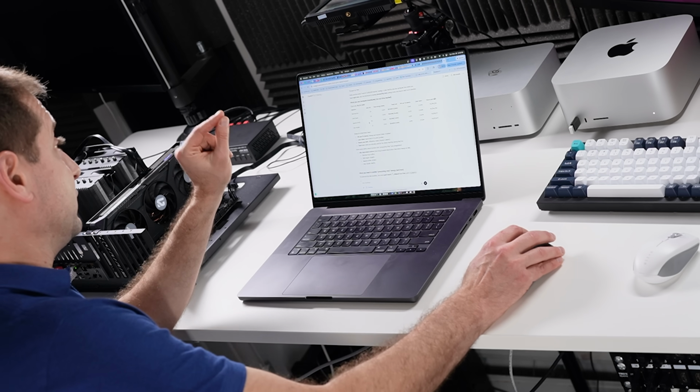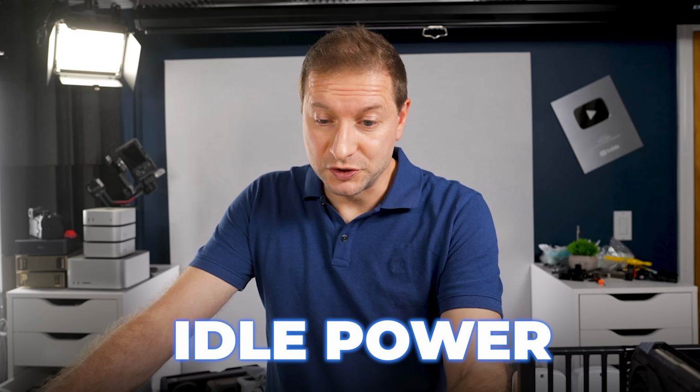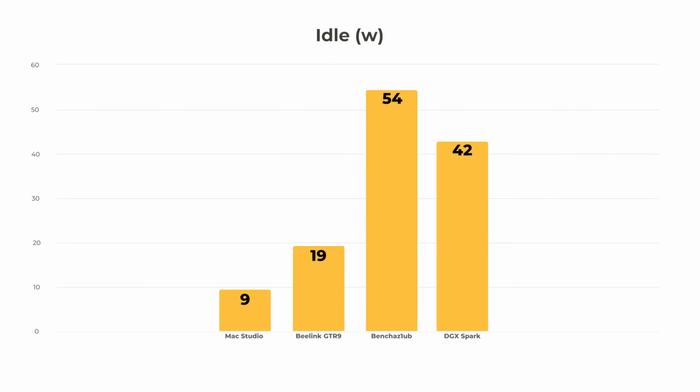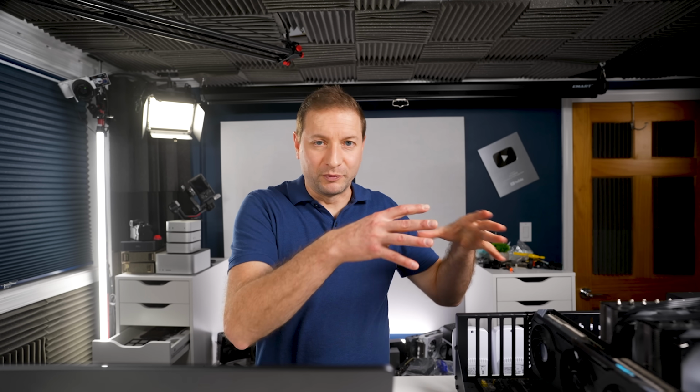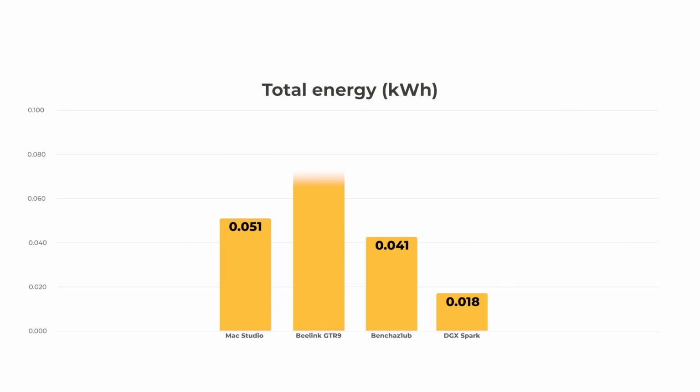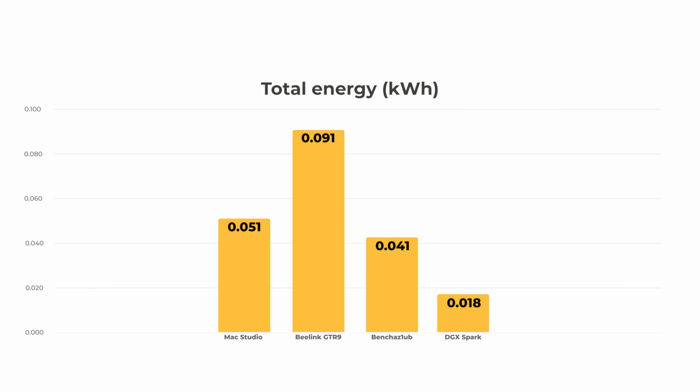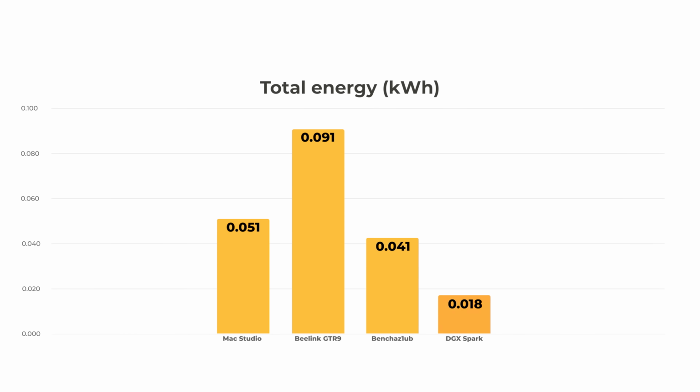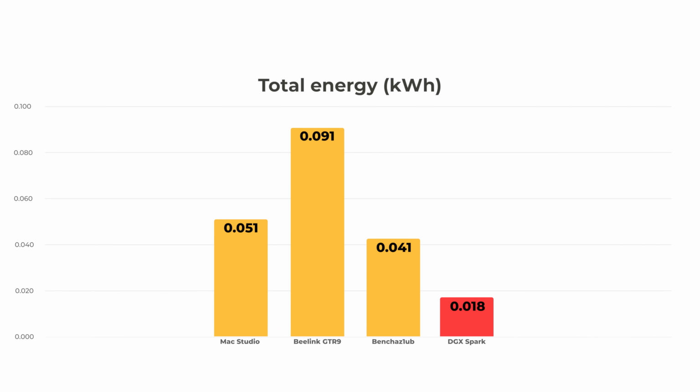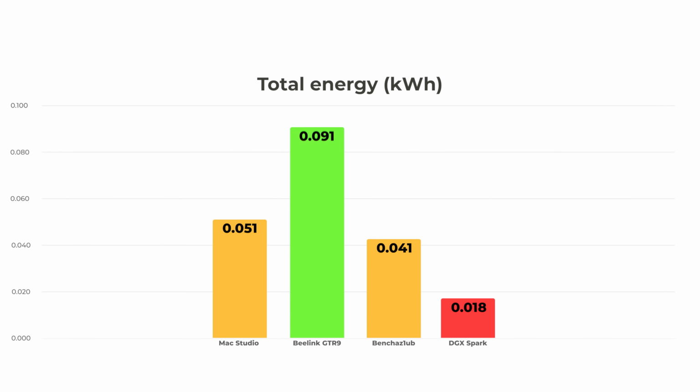Let's check that out. You remember in the beginning, I measured the idle wattage? Well, here's that. Mac Studio using only 9, my bench using 54. I subtracted that from when it was actually active. And the total energy in kilowatt hours while generating the 1 million tokens, well, you can see for yourself that the DGX Spark used the least amount of energy while generating the 1 million tokens. The most? The Beelink GTR9.